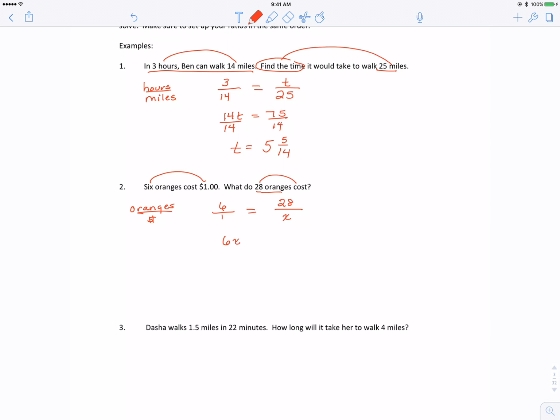This one, as I cross multiply and solve and divide by 6 here, we're talking money. So when we're talking money, in your calculator you would get 4.6 repeating. But when we're talking money, we're going to go 2 decimal points and follow rules of rounding. So it would be $4.67.